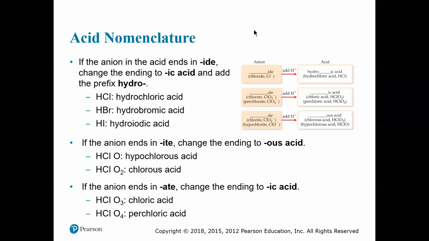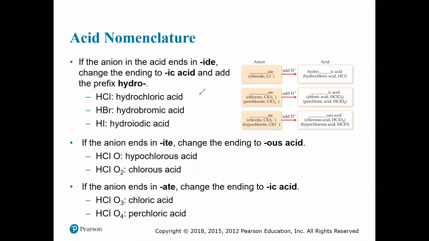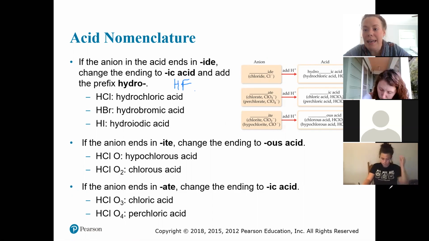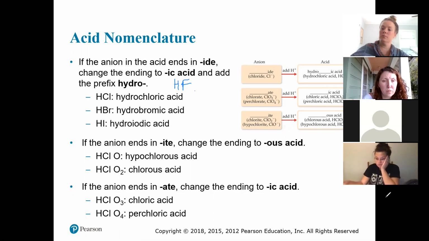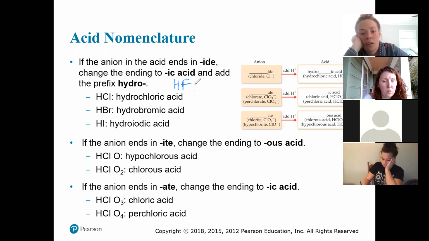So giving another one of these, try this one out, HF. What would we call HF? HF is a nasty, nasty acid. So it's a hydrogen combined with just one other thing, so we do need to include hydro. We've got hydro. We take the base name, fluor, we ick it, and we add acid. Hydrofluoric acid.